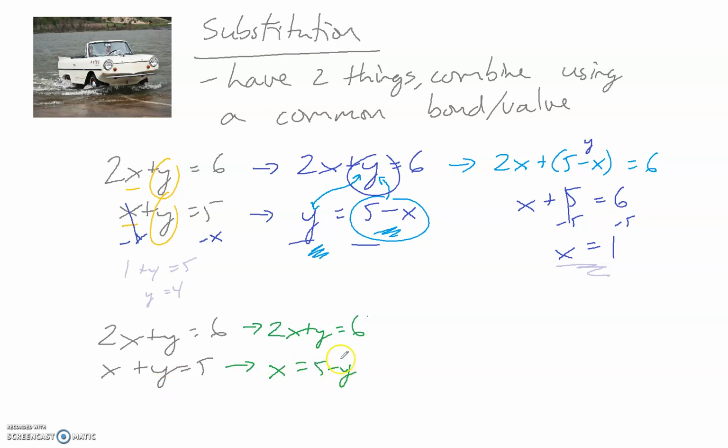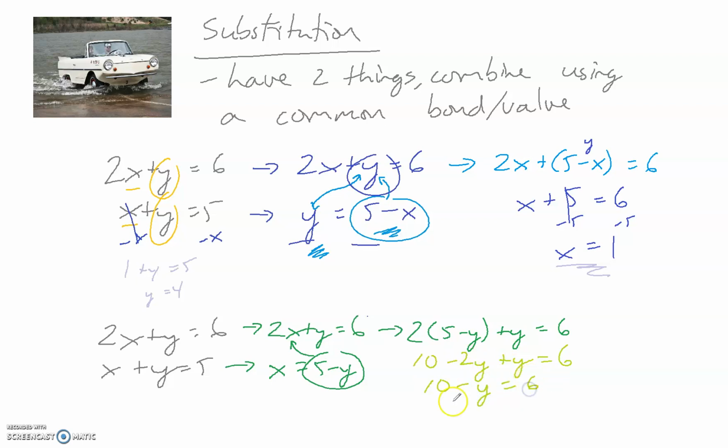And then what I'm going to do is I'm going to substitute this in for the x. So up here we substituted for the y. Here I'm going to substitute for the x. Okay, so if I rewrite that top one again, that would be 2, instead of writing x, I'm going to write 5 minus y, and then plus y is equal to 6. So now I'm going to solve this one. If I multiply the bracket, 10 minus 2y plus y is equal to 6. Put like terms together, 10 minus 2y plus y would just be 10 minus y equals 6.